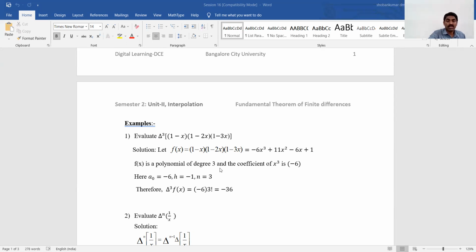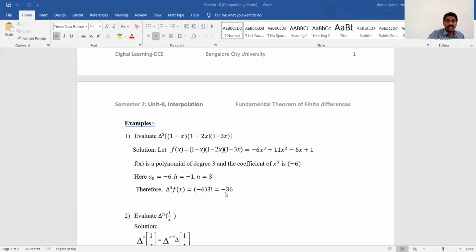Here f of x is a polynomial of degree 3 and the coefficient of x cube is minus 6. It should be a naught. And here h is minus 1 and n is the degree, n is equal to 3. Therefore, applying the fundamental theorem of finite differences, delta 3 f of x is equal to a naught n factorial into h to the power 3. Here h is equal to minus 1, and minus 1 cubed is minus 1.